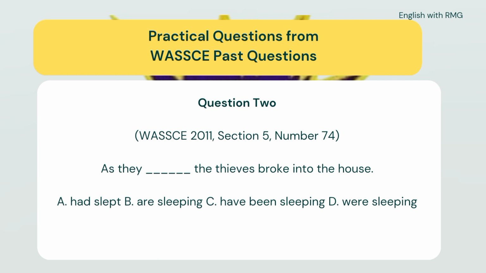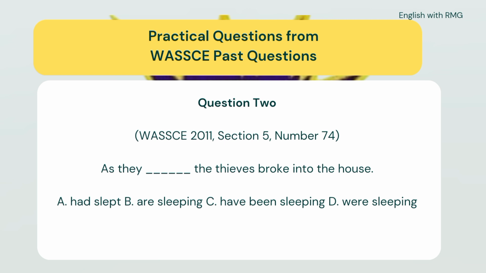So question 2 from WAEC 2011, section 5, number 74. As they dash, the thieves broke into the house. So this is also one of the examples that we've done before. A, had slept. B, are sleeping. C, have been sleeping. D, were sleeping. So we talked about an ongoing action in the past and a one-time action in the past. So this is going to be what? I want you to pick the answer. Put your answer in the comment because I want to be sure that you really understood what I explained earlier.